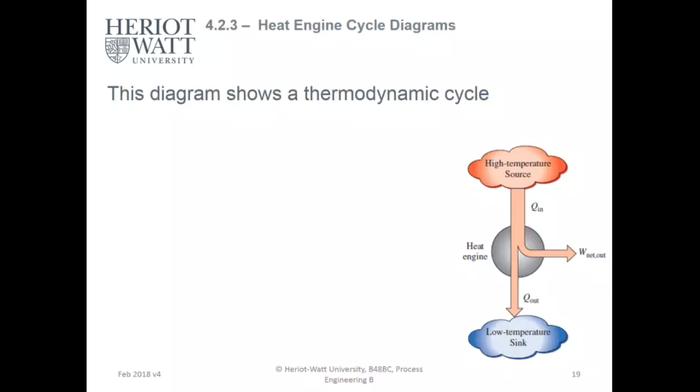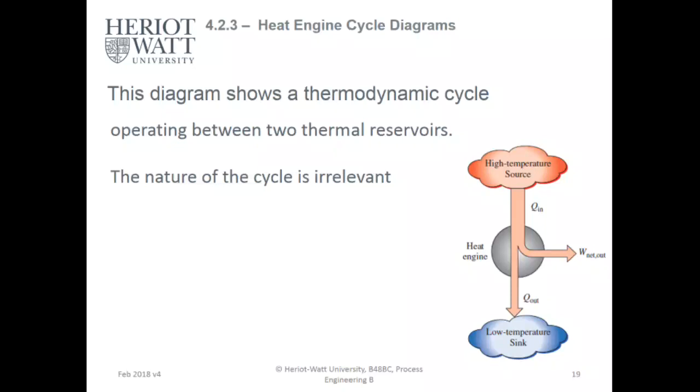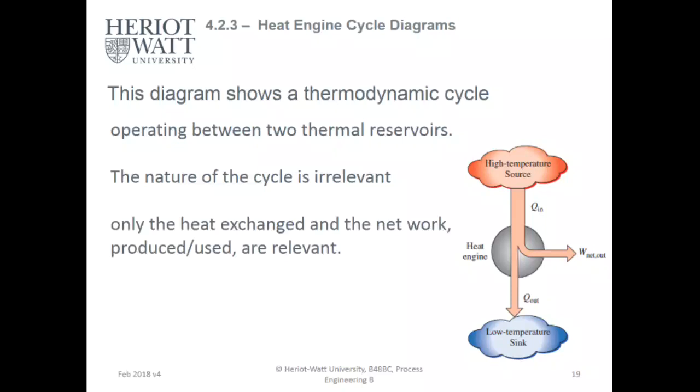This is a diagram for a thermodynamic cycle, so almost pretty much a Carnot cycle. You put heat from a temperature source, you have your Qin, and you have your heat engine, you have your network out, and then you have the heat that goes through and you recover in the low temperature sink. This is your boiler and your compressor. Okay? So operating between two thermal reservoirs, and the nature of the cycle is irrelevant in this case, and only the heat exchanged and the network produced or used are relevant for a Carnot cycle.